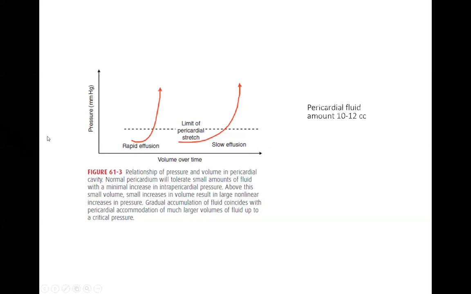However, if you have a very slow pericardial effusion, you can see that the pressure will grow very slowly, and then we reach the point that the pericardium cannot be expanded anymore, and then your pressure will start to build up again.